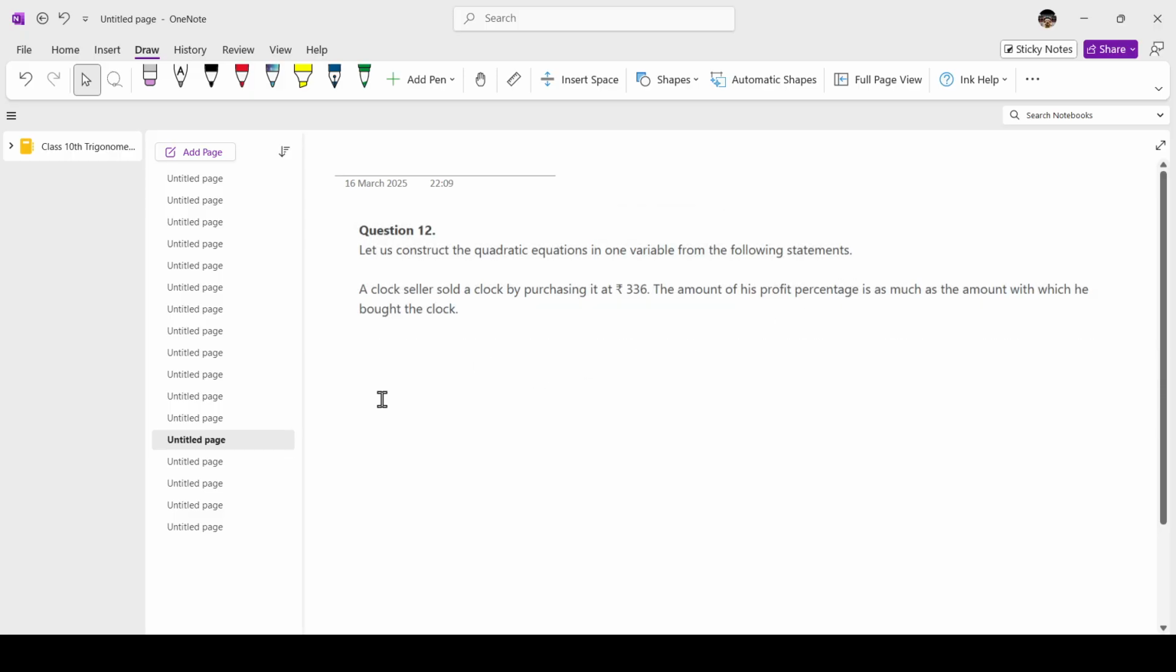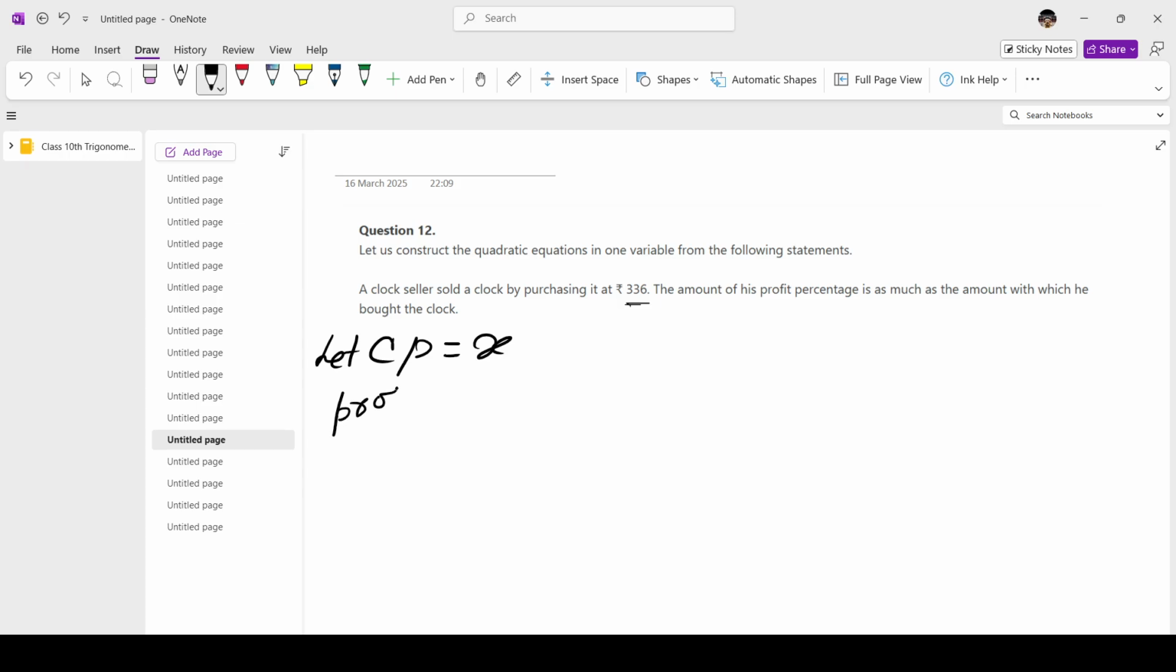Here a clock seller sold a clock by purchasing it at rupees 400. The amount of his profit percentage is the same as the amount at which he bought the clock. That means the amount in which he purchased is equal to his profit percent. So we can assume that the cost price is x. So profit is x percent.